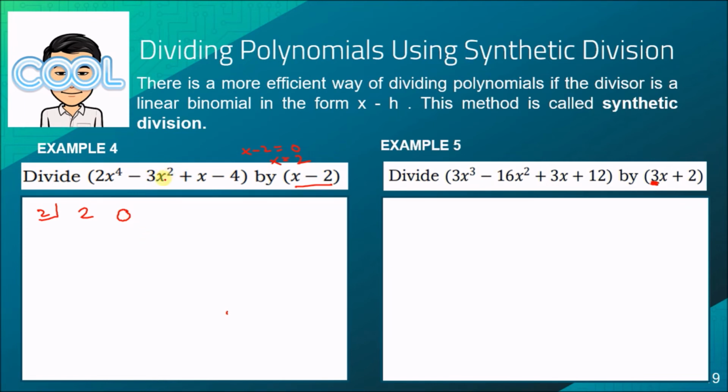Meron na tayong x squared. So sa susunod, take the coefficient. Meron tayong x, take the 1. Kung meron tayong constant term, take that negative 4. And the rule, gawa ng line, bring down this, multiply doon, sulat dito. Add, multiply ulit doon, which is 8, sulat dito.